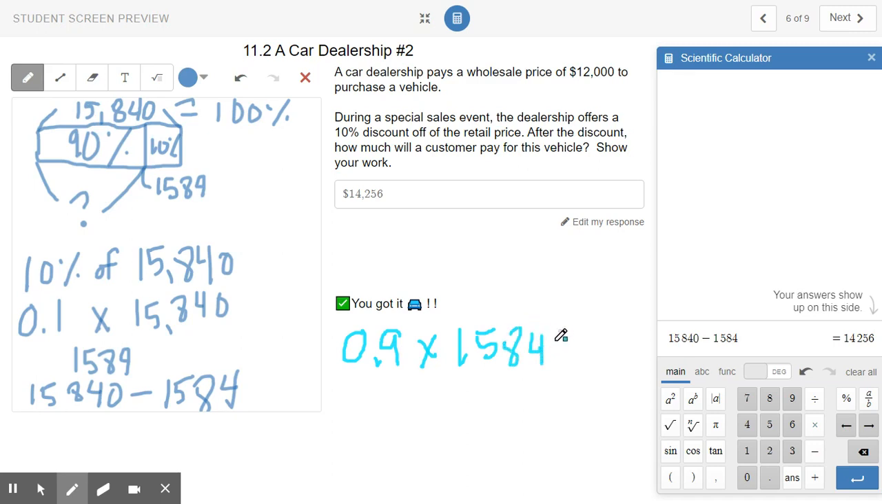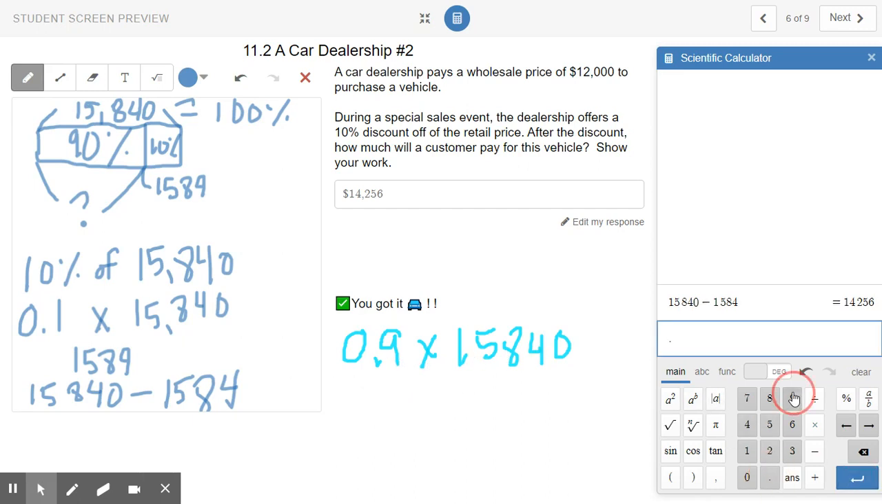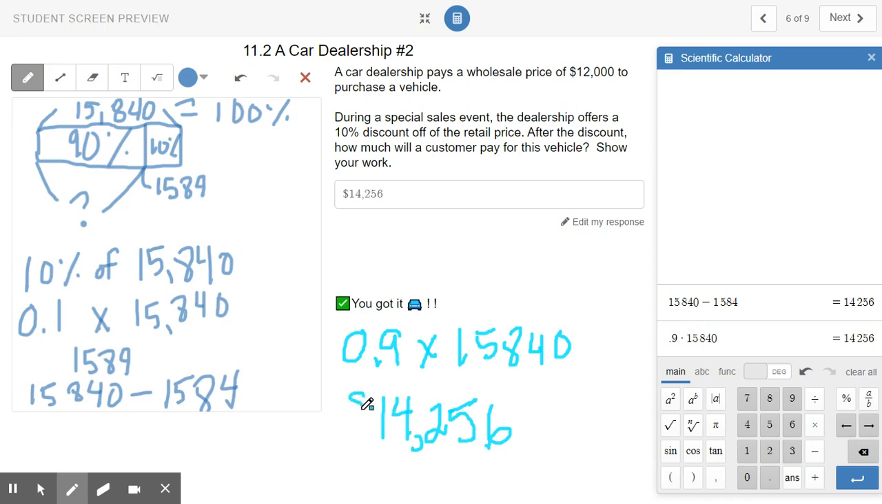15,840. And I just want to prove to you that I still get the same answer by doing this one problem. So I do 0.9 times 15,840, and I get the answer of $14,256, which happens to be the same amount that we got doing it this way. So it's kind of up to you. Either way works, and that's fine. So let's see what's up next.